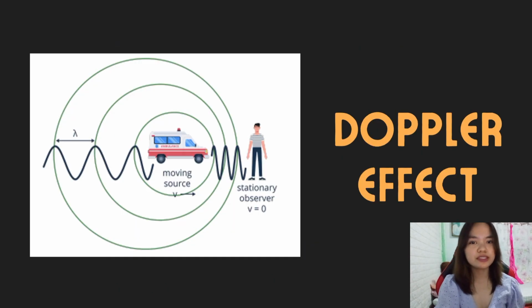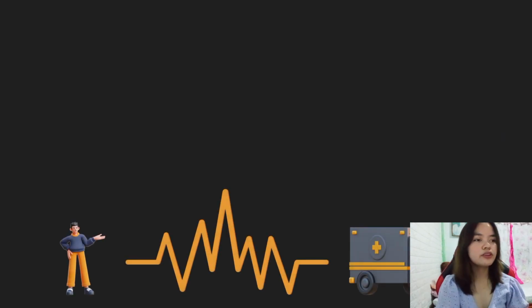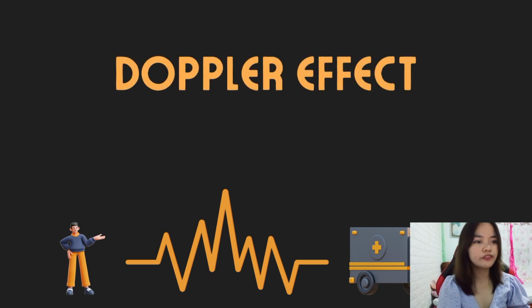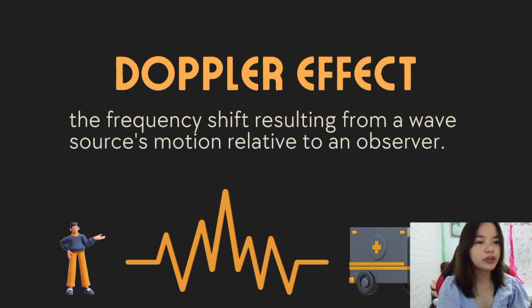When the ambulance is still at rest and the siren is on, a stationary observer from a given distance will hear the exact same frequency and tone from the ambulance. If, however, the ambulance starts to move, as shown in the illustration, the observer on the right will hear a higher tone from the ambulance. In other words, Doppler effect is the frequency shift resulting from a wave source's motion relative to an observer.